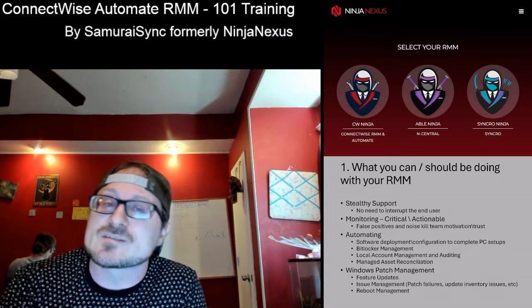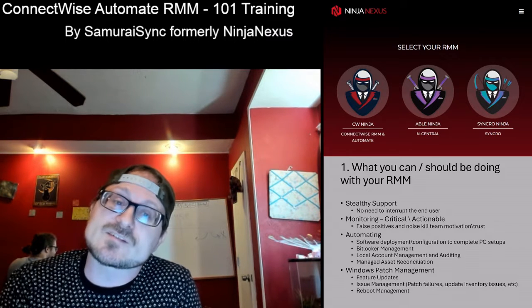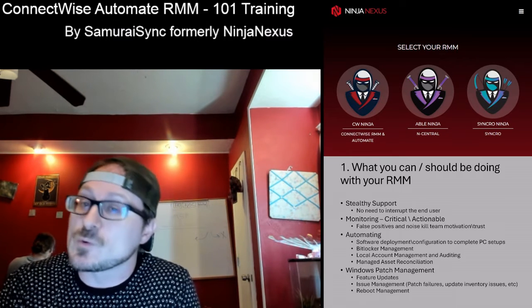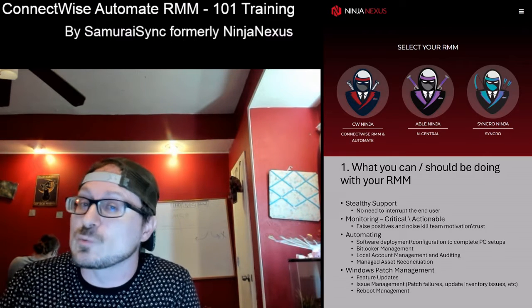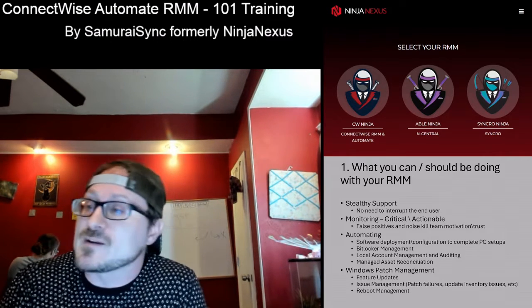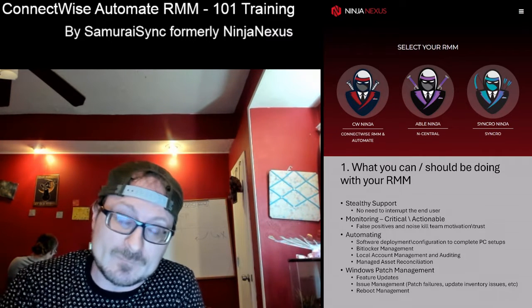So the goal is to dial in your RMM tool, Automate or otherwise, to only list critical and actionable items. And if there's going to be a false positive, make sure to mention that's a possibility and what to do when it occurs. That way your team won't shut down every ticket that's similar to it in the future.